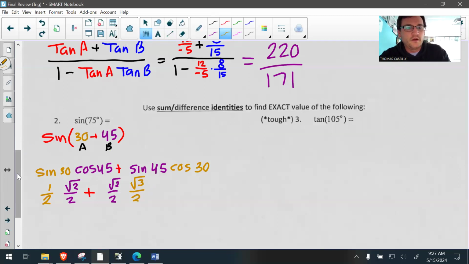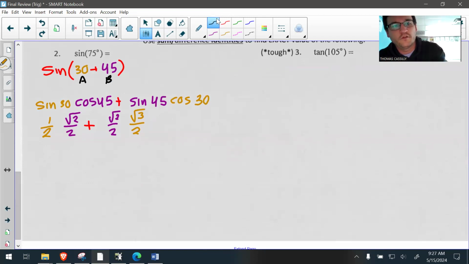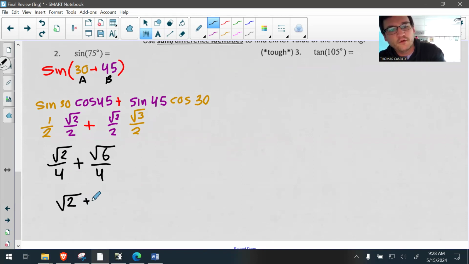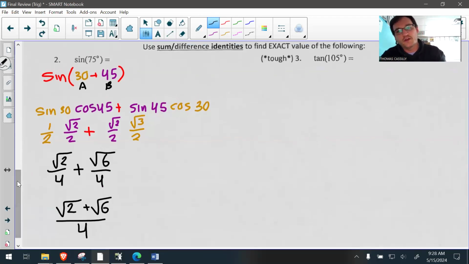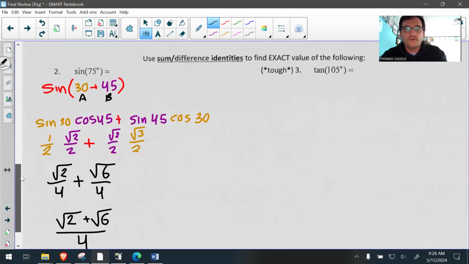All right. So let's just simplify this. We have the square root of 2 over 4 plus the square root of 6 over 4. Now, those are common denominators, so let's just call it square root of 2 plus square root of 6 all over 4. So that one's done. That is the exact value. When they say exact value, they mean no decimals. All right. So that's kind of what they're going for.